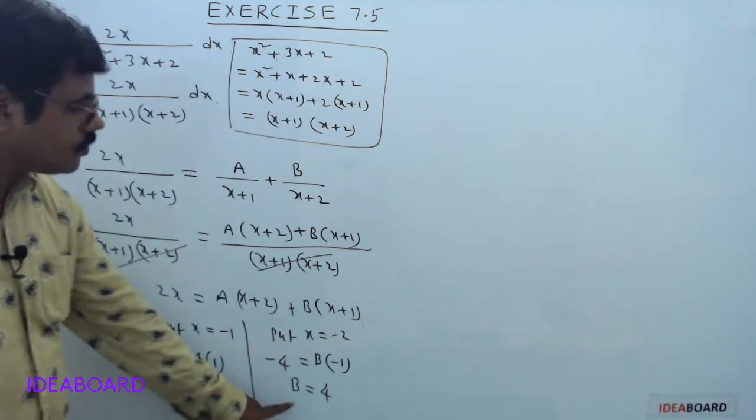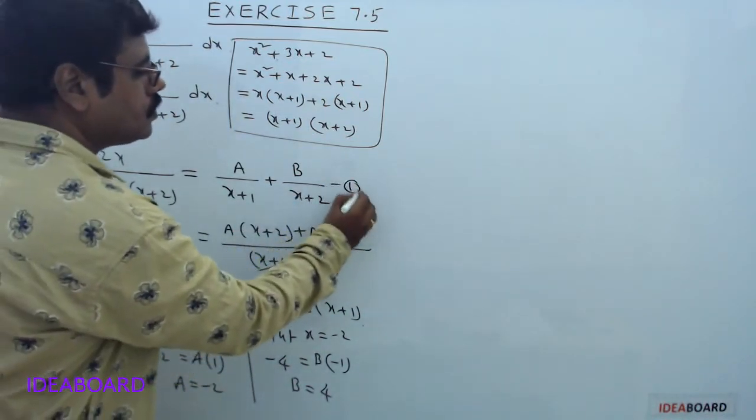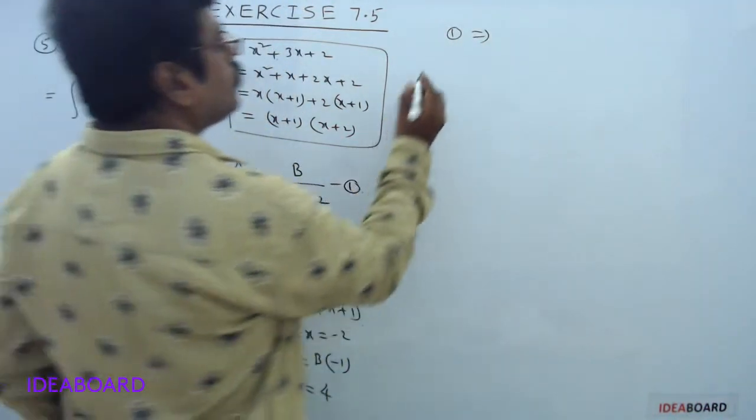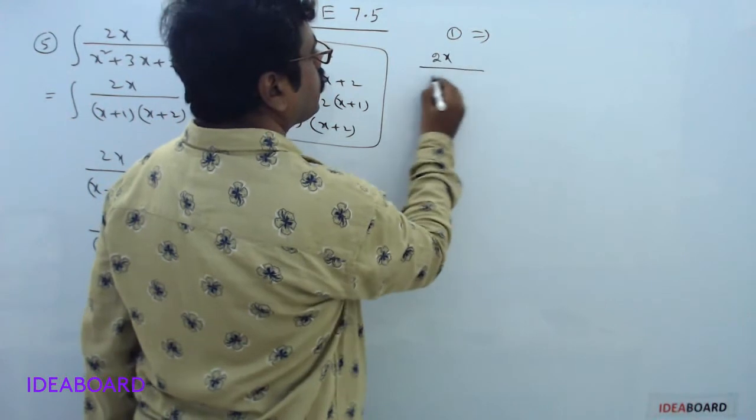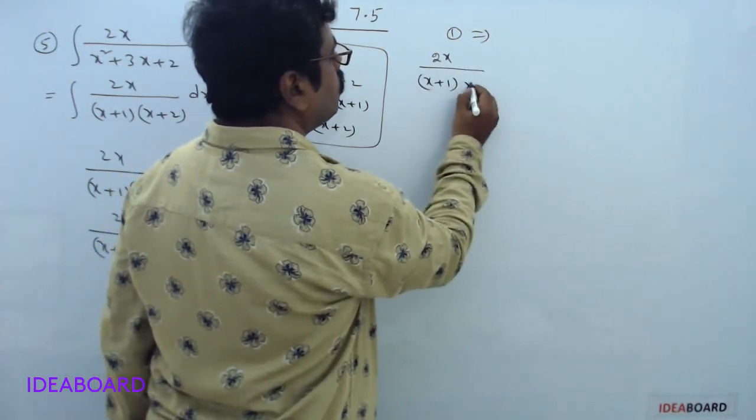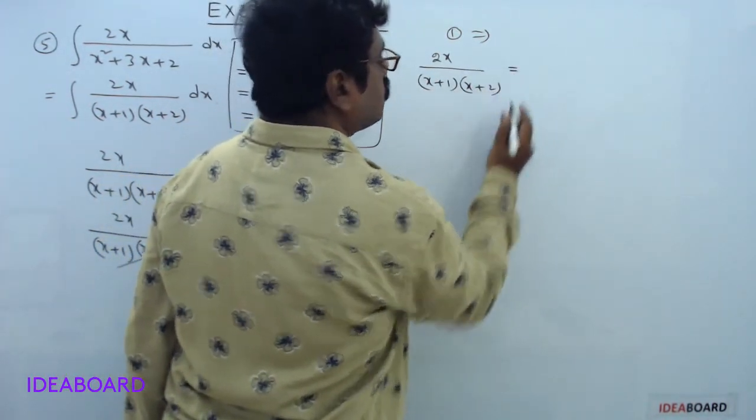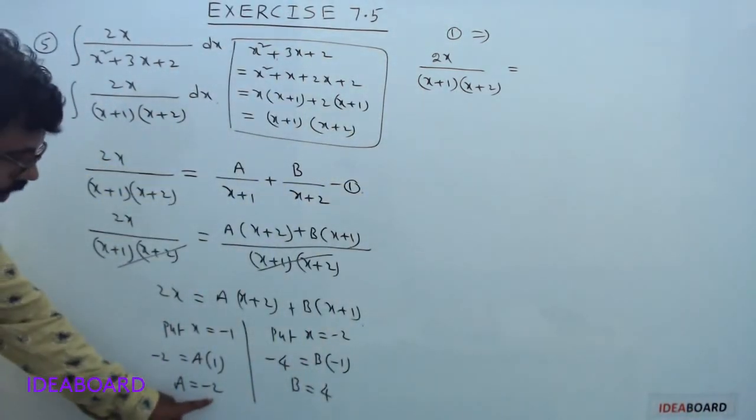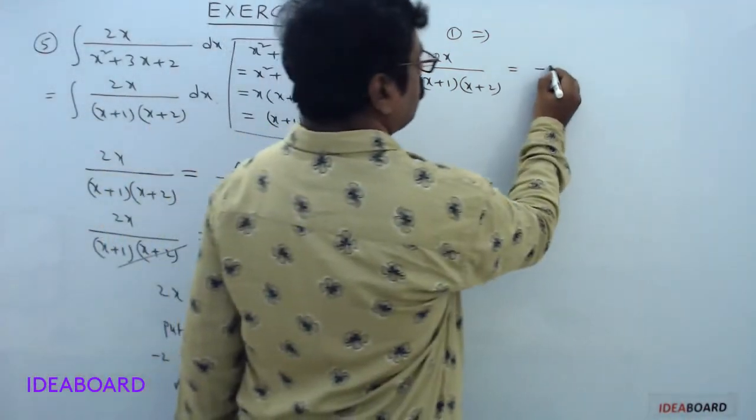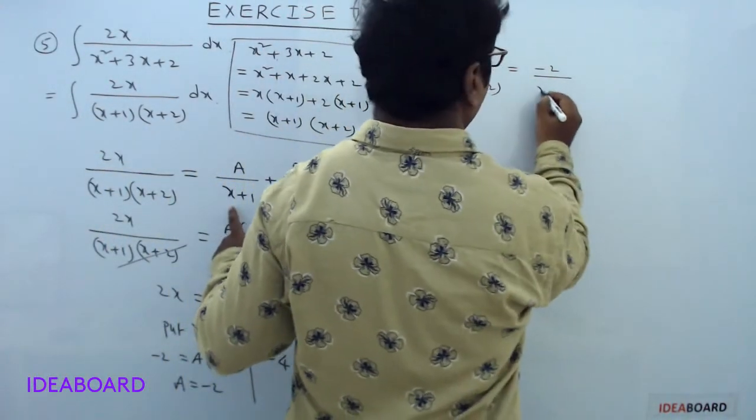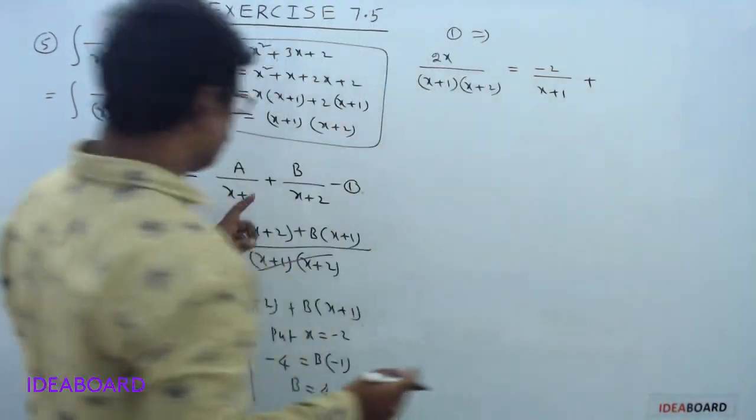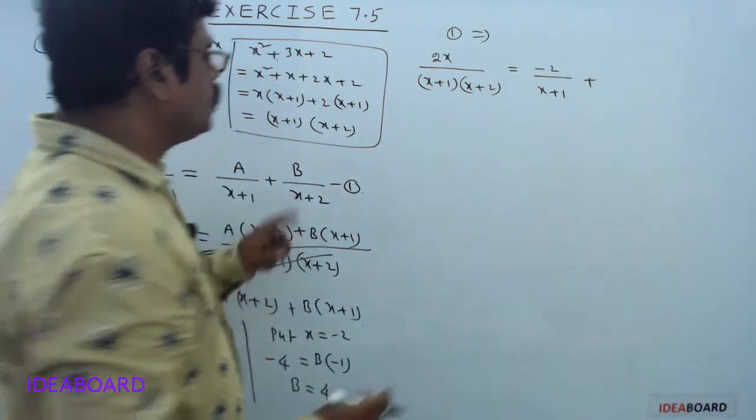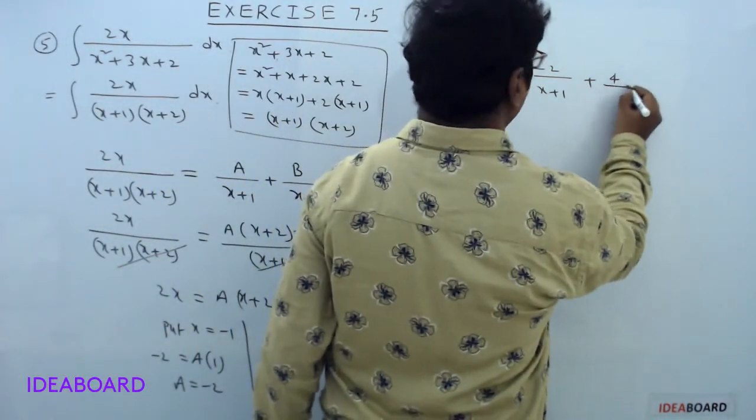Now substitute the values of a and b in this equation. So equation 1 implies 2x divided by x plus 1 into x plus 2 equals a divided by x plus 1. What is your a value? Minus 2. So minus 2 divided by x plus 1 plus b divided by x plus 2. What is your b value? 4. So 4 divided by x plus 2.